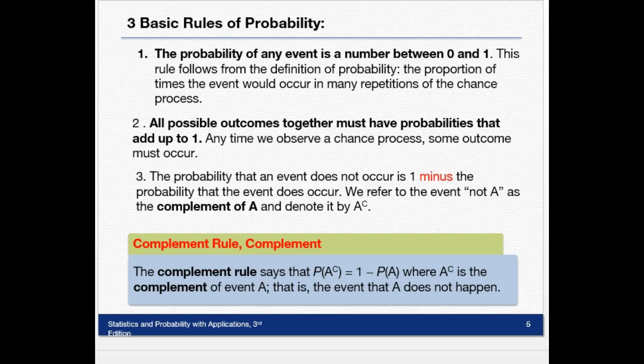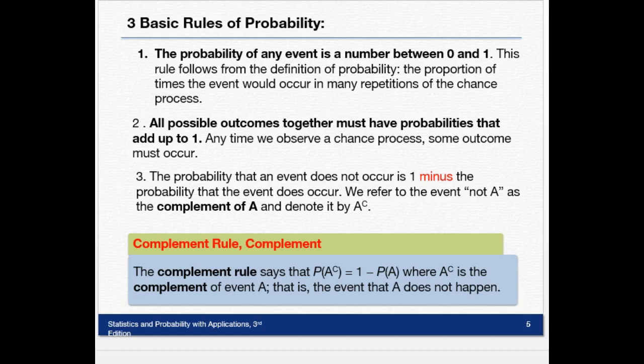Number 2, all possible outcomes together must have probabilities that add up to 1. Anytime we observe a chance process, some outcome has to happen. So if you list all the possible outcomes and their probabilities, when you add them up, they add up to 1, and I'll show you an example here in a minute.